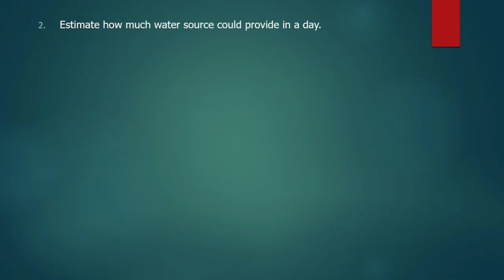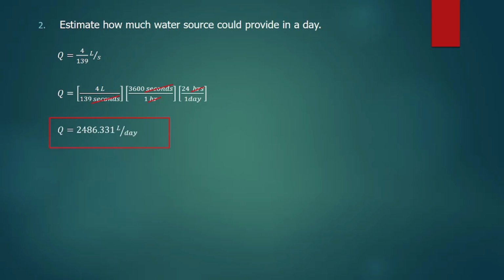Second that we are going to solve for is to estimate how much water the source could provide in a day. So from the 4/139 liters per second, we're going to convert this into liters per day. To start, we need to convert seconds to hours, and we know that in 1 hour, there are 3,600 seconds, and for 1 day, there are 24 hours. So canceling the units, this leaves us with liters per day, and our flow rate now will be 2,486.331 liters per day.